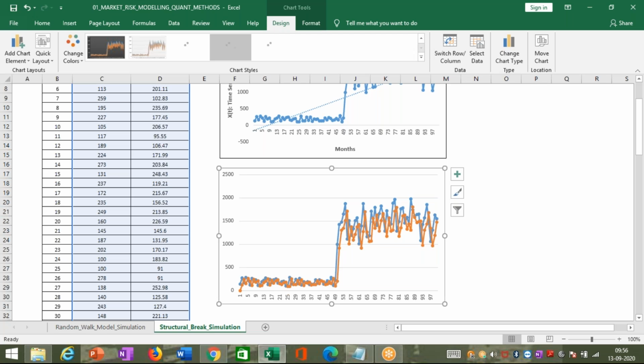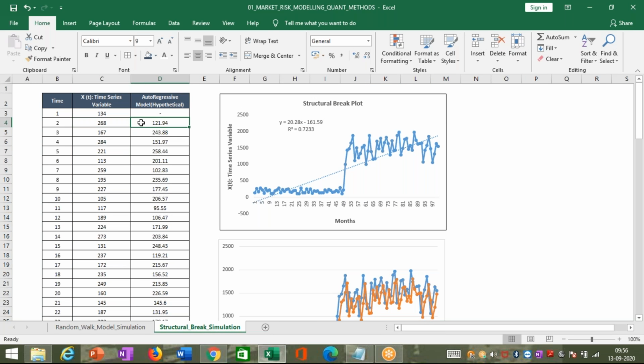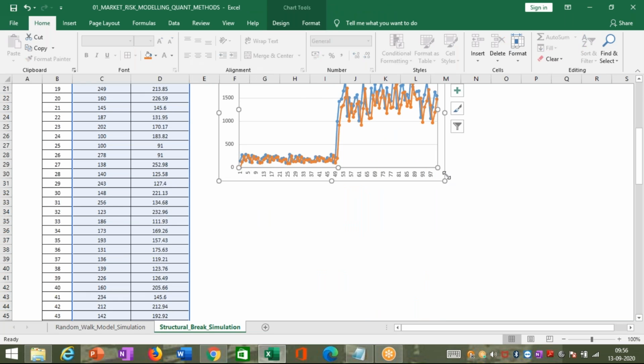Now observe that. Okay, so now observe this image. Over here, what is happening is, if you have a look into this part, corresponding to 268, it is 121.94. Then it's 243, 284, 151, 221, 258, 113, 201. So you can see that it is very, like, if I expand this graph a little bit more.